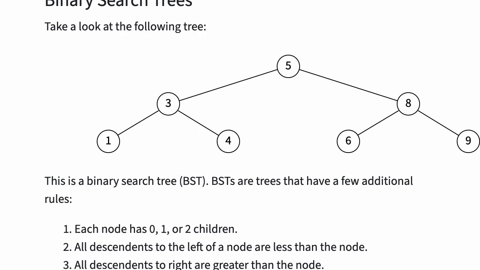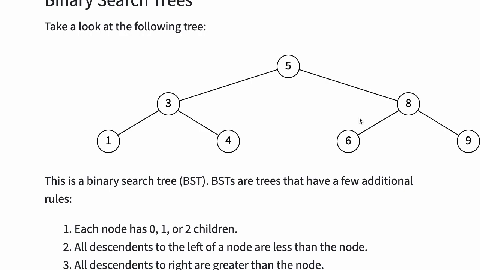For example, suppose that we're looking for 6. We begin at node 5. 6 is greater than 5, so we move to the right child. We're now in node 8. 6 is less than 8, so we move to the left child. And we're now in node 6. 6 is the value we're looking for, so we confirm that the tree contains 6.